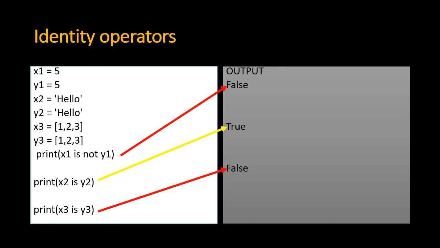Likewise, the list values of x3, y3 are also the same. But it will not give true, because basic data types like int, float and string with the same values will share the same location. But in the case of a list object, where one or more values are enclosed by square brackets, when we compare list objects they take different locations. So x3 and y3 are in different locations, so it returns false.